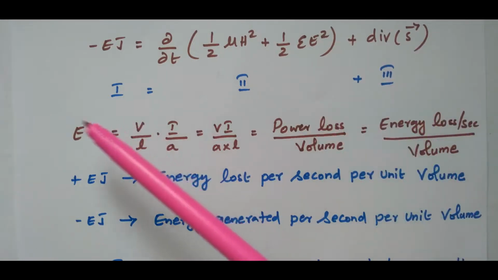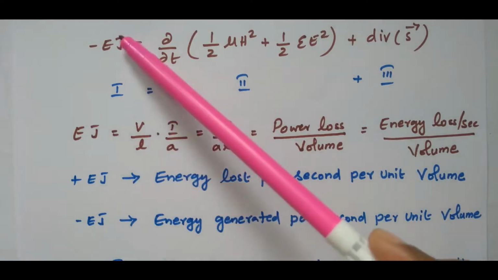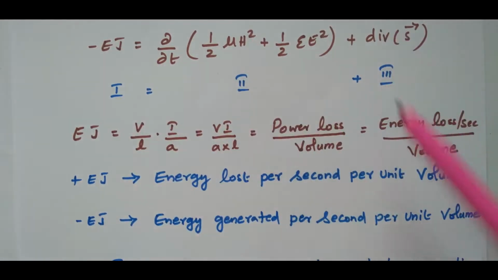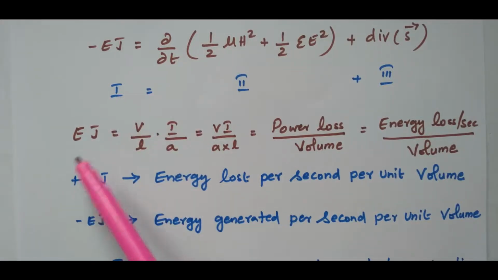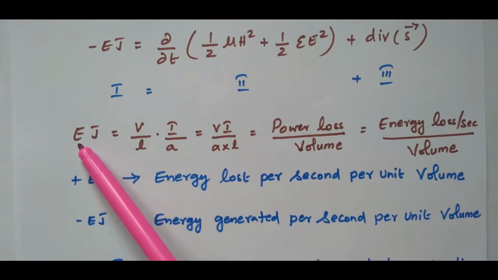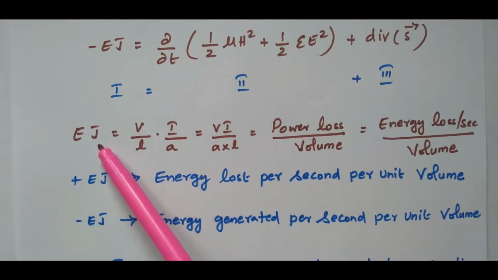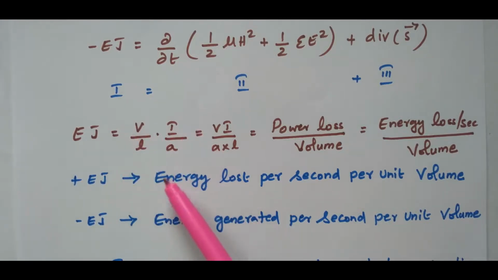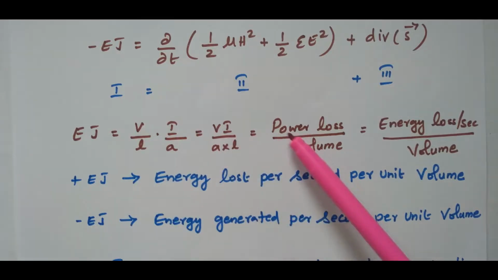So we'll analyze these three terms one by one. Right? So this is the first term, this is the second term, this is the third term. What is the first term, E·J? E·J is nothing but the electric field intensity and current density. The electric field intensity is V by L. Current density is I by A. So that gives VI divided by A into L. Voltage into current is nothing but power. Area into length is nothing but volume.